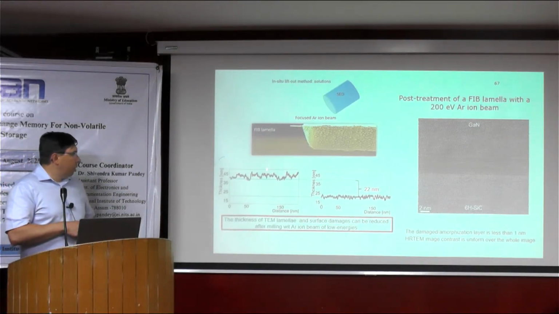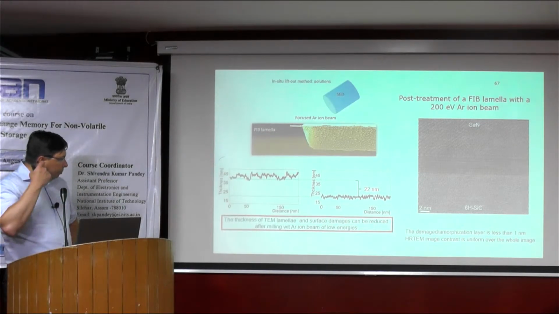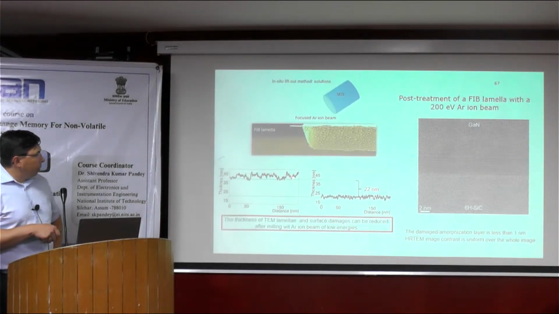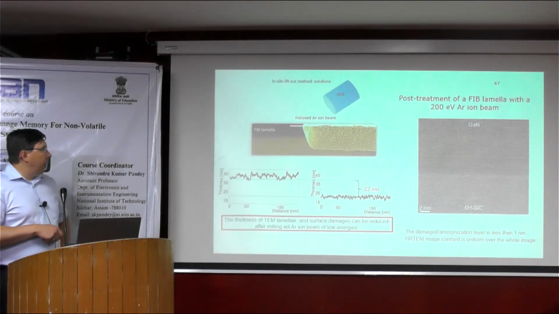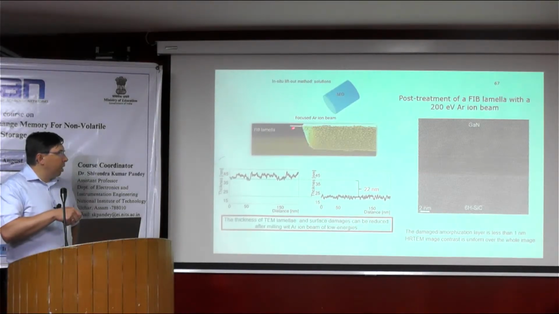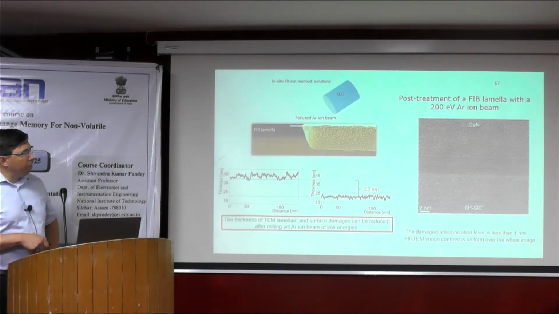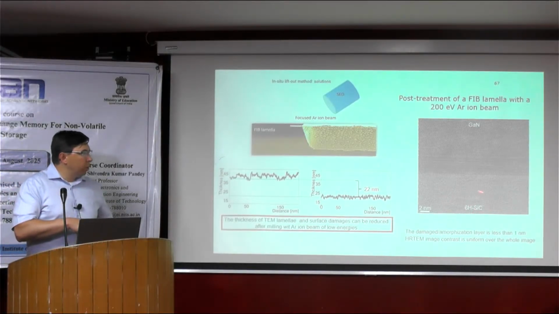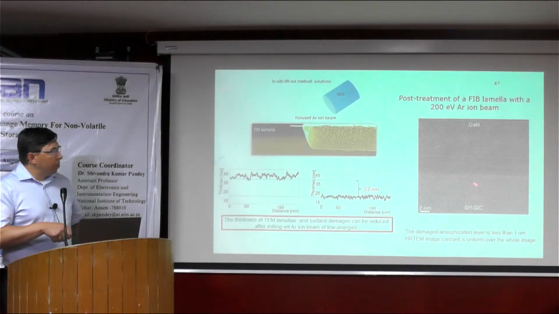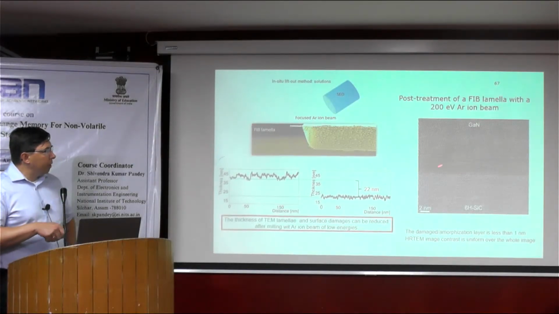Here we also looked at specimen thickness. This is the lamella prepared by FIB and some argon ion beam polishing. The thickness was on average 45 nanometers, and after additional argon ion beam polishing, we could reduce the thickness to 22 nanometers. This is a very ideal sample. You can see very clearly the structure, the atomic columns of silicon carbide and of gallium nitride. You can also see different phases of gallium nitride.